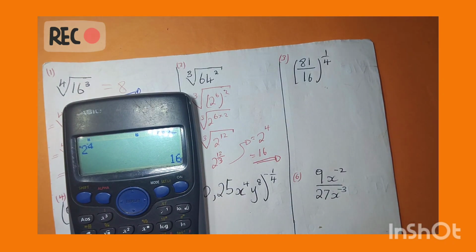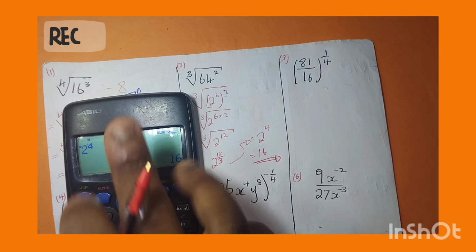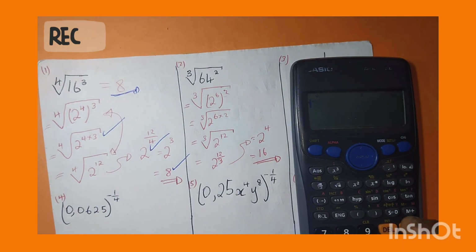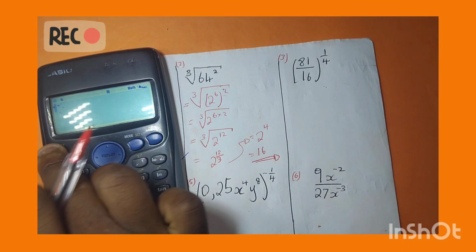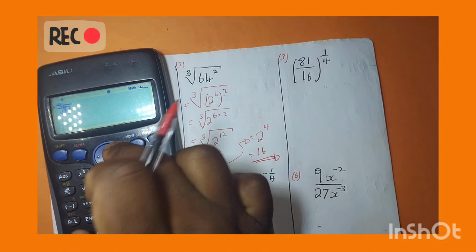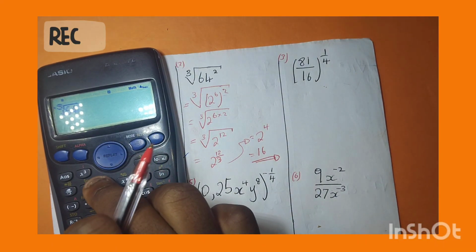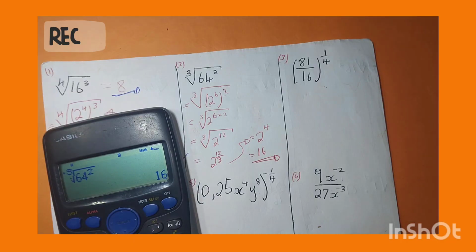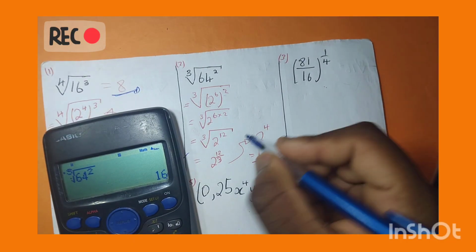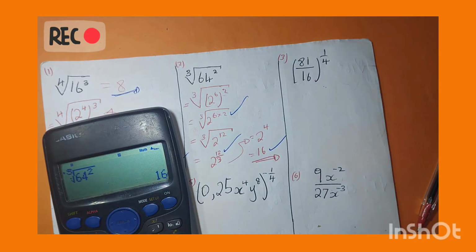So now if you want to confirm your answer, is it correct or wrong, you can press all of that thing on a calculator. It's 3, which is 64 to the exponent 2. Do you see? Still I got 16 there. Meaning that answer there, guys, it's correct.